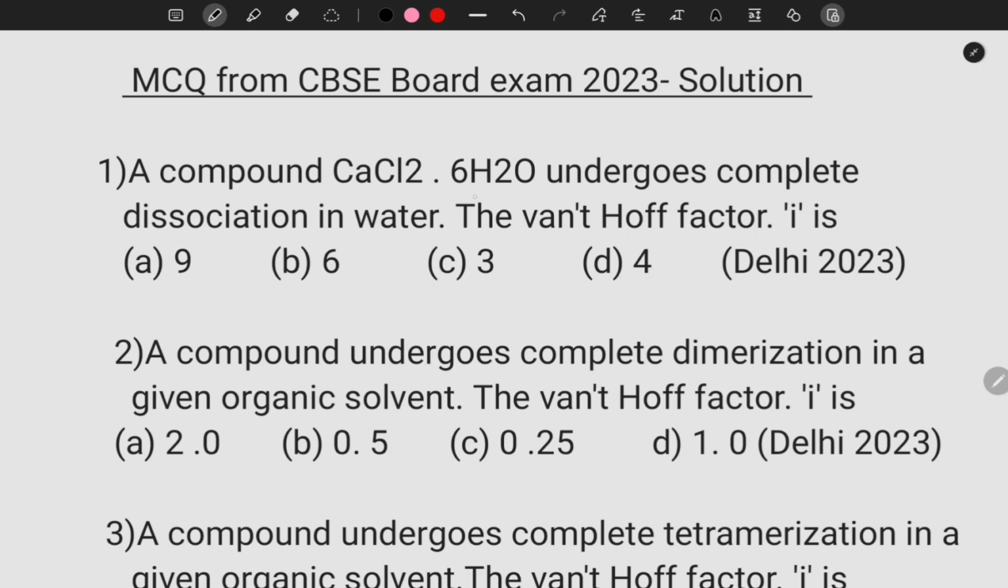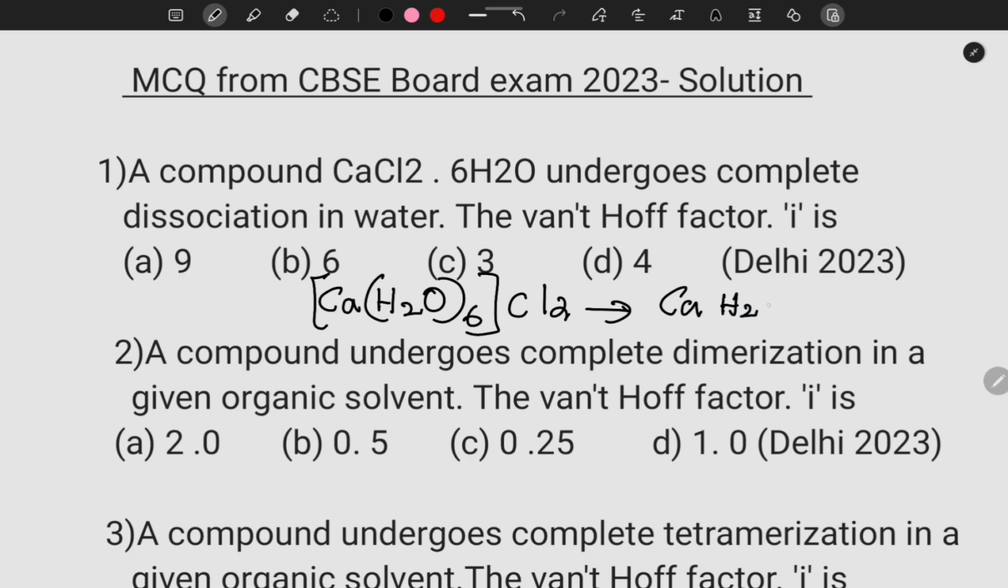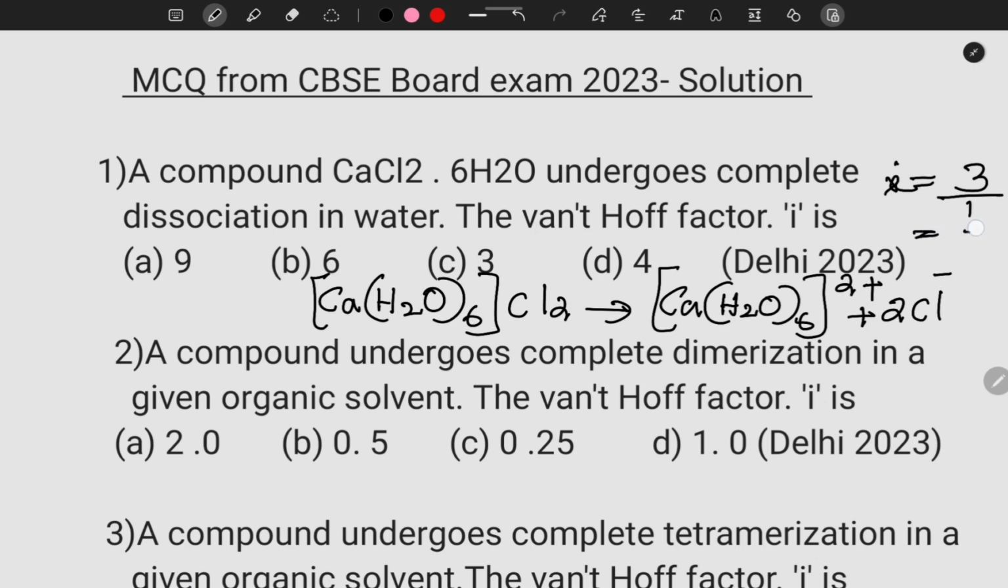A compound calcium chloride.6H2O undergoes complete dissociation in water. The Van't Hoff factor i is, here we can write CaCl2.6H2O, and on dissociation you will get [Ca(H2O)6]2+ plus 2Cl minus. So the number of moles of ions after dissociation is 3 and the number of moles before it is 1. So the Van't Hoff factor is equal to 3.